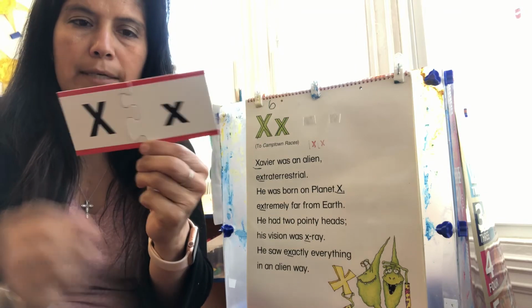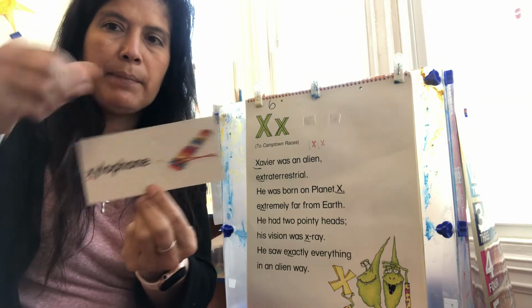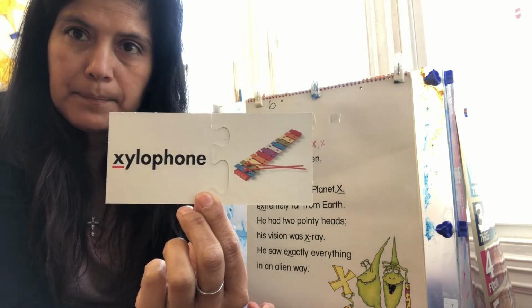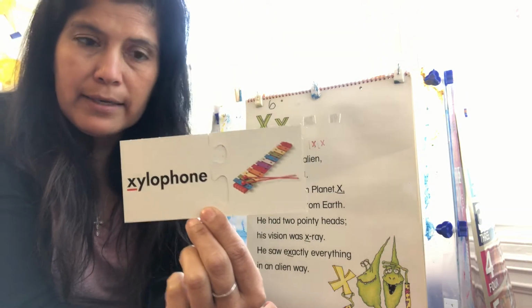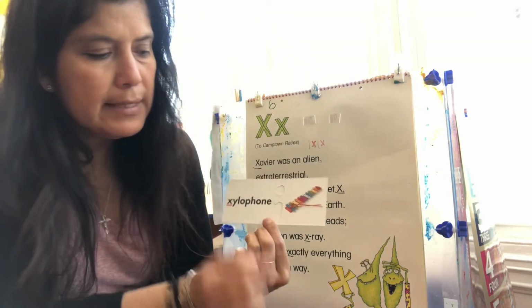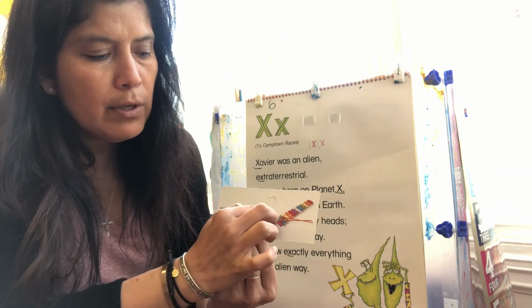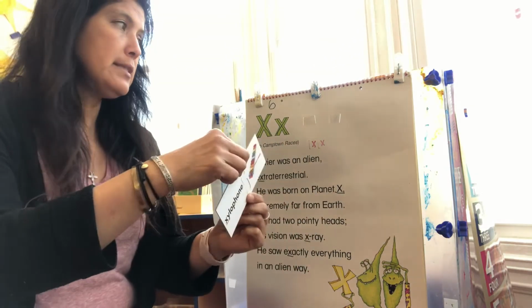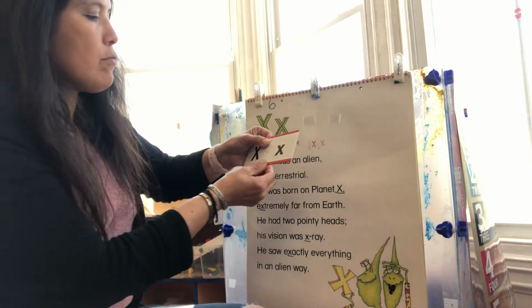And guess what? In the back of it, it has a picture of a xylophone. A xylophone is an instrument. And in your packet, you actually have a picture of a xylophone that you can put together, because it has all these little pieces all the way across, and then they all make a sound and they make music. So that's a xylophone. So we're gonna put our X right here.